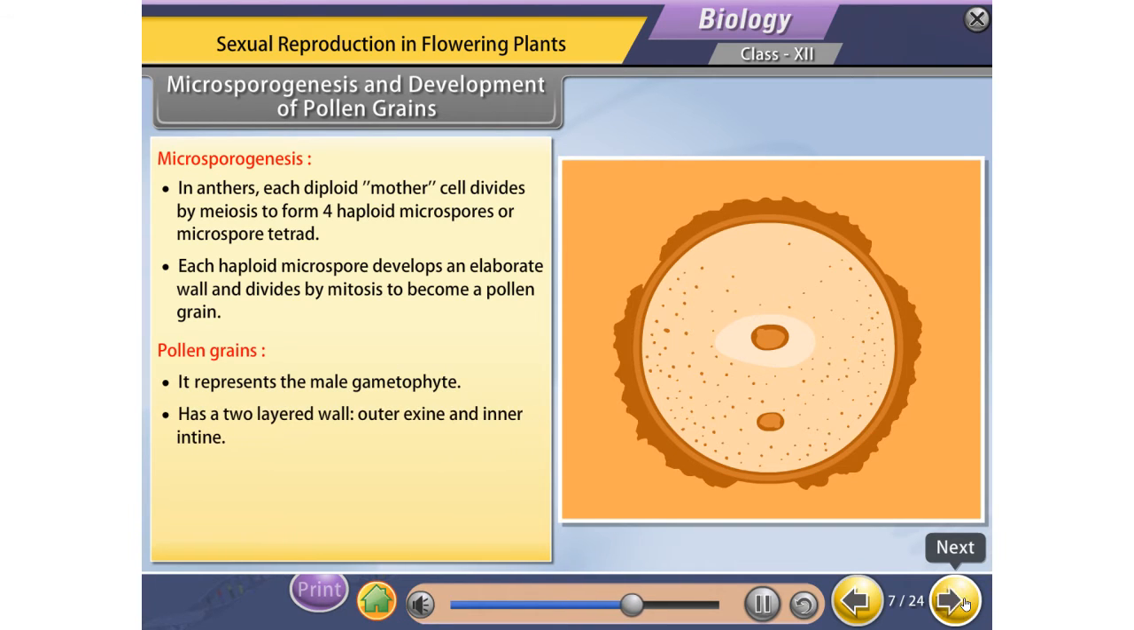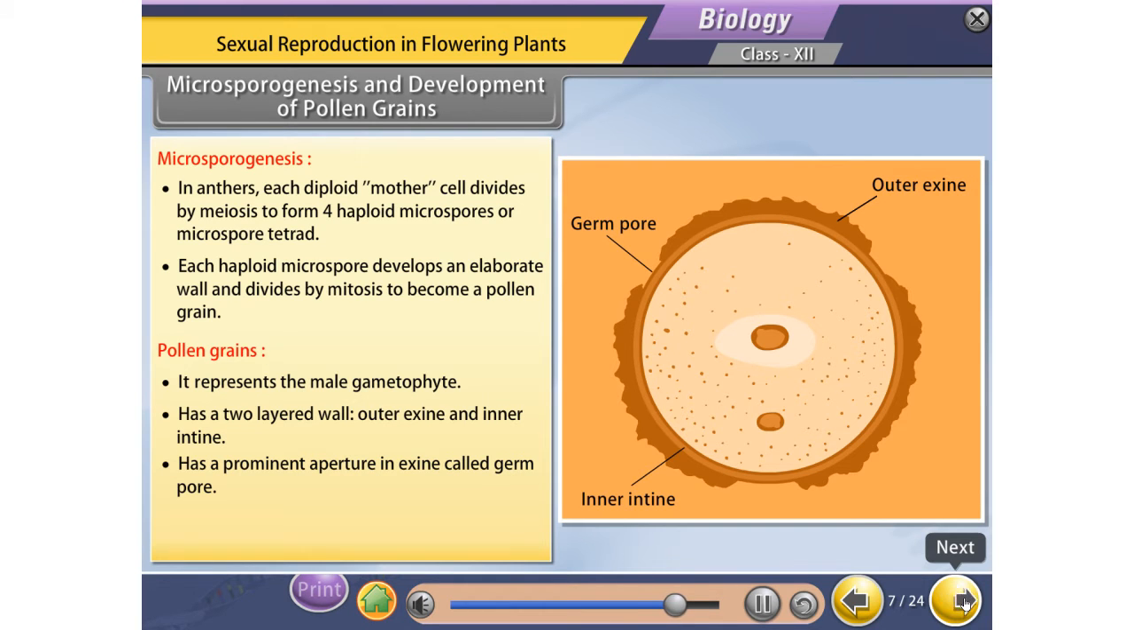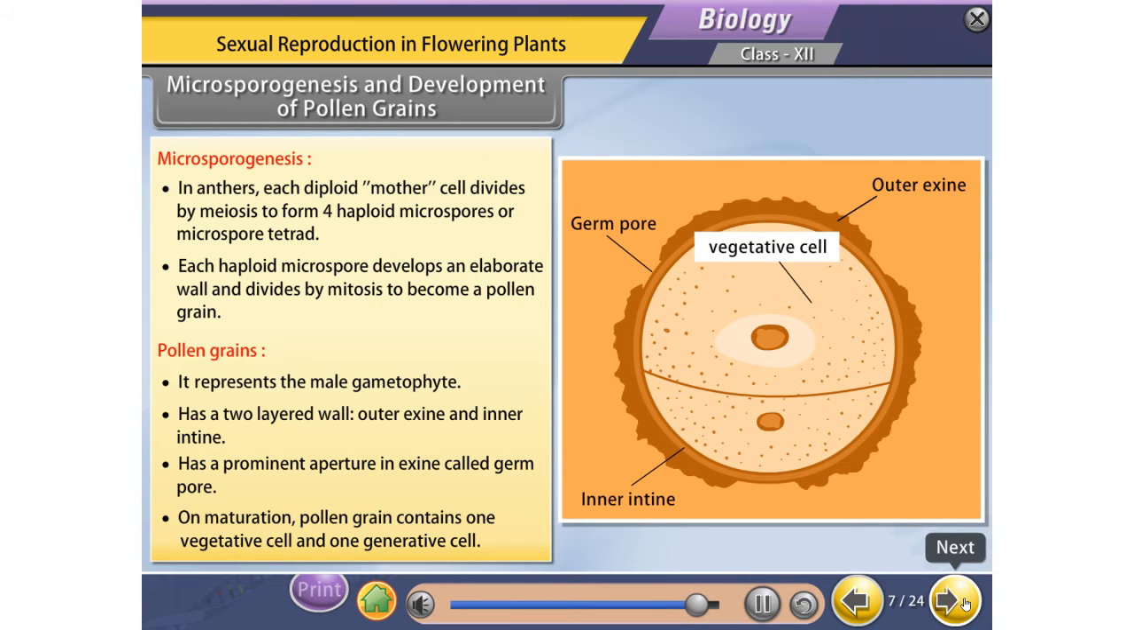Has a two-layered wall, outer exine and inner intine. Has a prominent aperture in exine called germ pore. On maturation, pollen grain contains one vegetative cell and one generative cell.